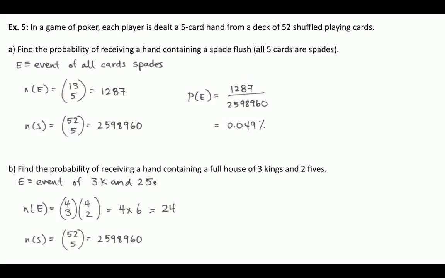Again, the number of total poker hands would be 52 choose 5, and we get 2,598,960. The probability, holy cow, that's really tiny. If you work it out, it's 9.23 times 10 to the minus 4 percent. Break out the scientific notation for this one, because it's such a tiny percent. Or you can leave it as a fraction. That's okay too.